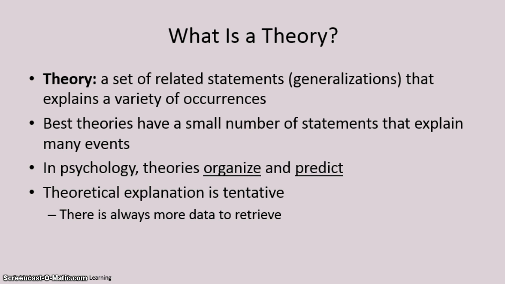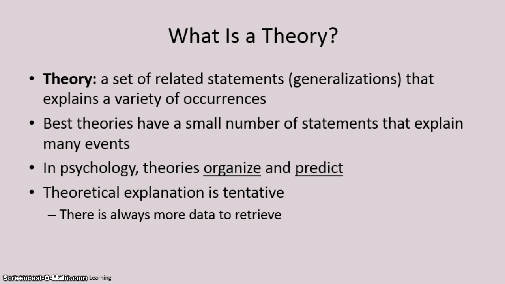But first, let's answer what a theory is. And really, it's a set of related statements or generalizations that explain a number of circumstances or occurrences. The best theories have a small number of statements that explain a wide array of generalizations. And our goal with theories, particularly in psychology, is to help us organize and predict information. So a theoretical explanation is tentative and not necessarily fully declarative because there's always more room for more data to retrieve. So as an example, Freud's psychoanalytic psychodynamic theory.